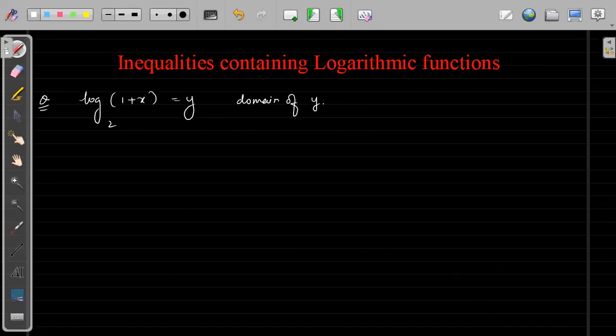Hey, what happened? Nobody's answering. What is the domain of this function? What happened? What is the domain of this function? Tell me. 1 to infinity, what is the domain? No, I am asking the domain.